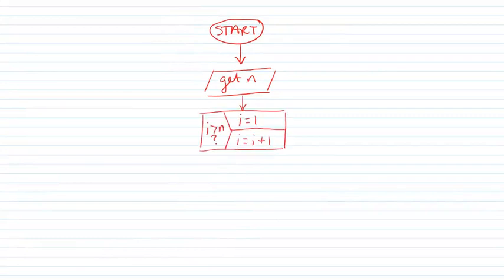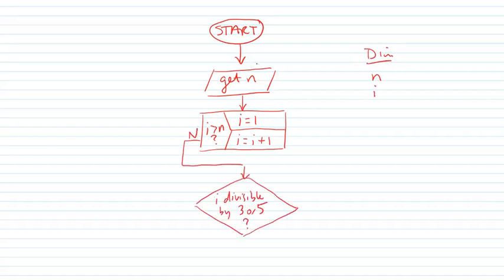So we can set up a for loop. We're going to have to dim some things. We're going to have to dim n, that's going to be an integer. I is going to be an integer. If I does not exceed n, then we're going to go into an if-then statement.